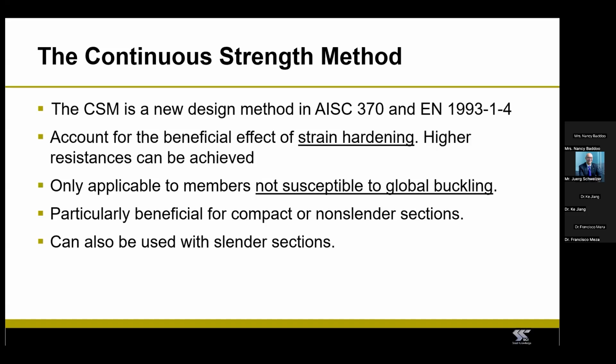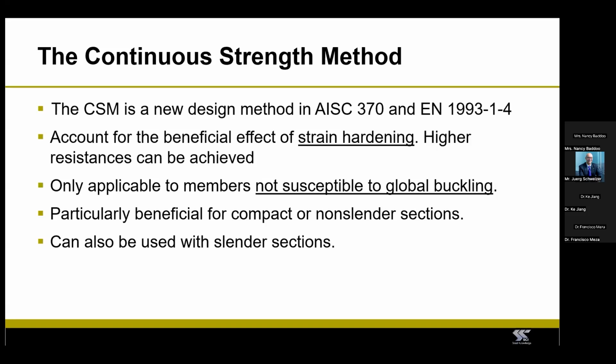Now, one important thing about this method is that when you use it, you need to be aware that it is only applicable for members that are not susceptible to global buckling. So for columns, that means that the resistance is not governed by flexural buckling, torsional buckling, or flexural-torsional buckling. And for beams, the strength is not reduced due to lateral torsional buckling. So this implies that your columns or beams will have to have a sufficient amount of bracing to prevent global instabilities.